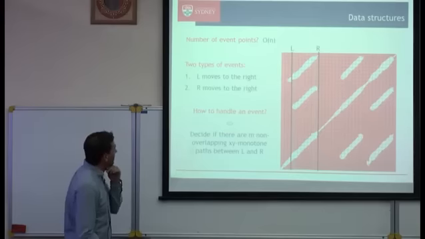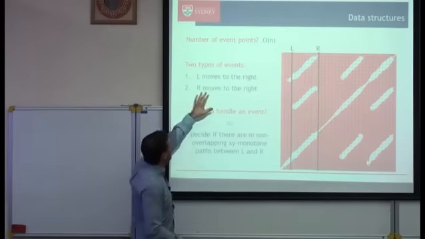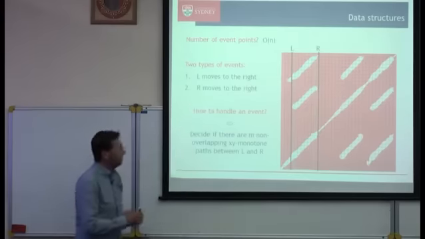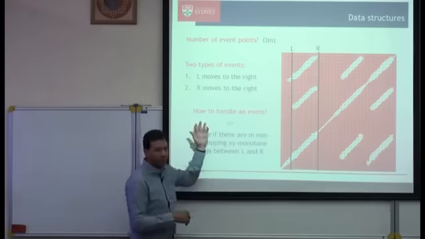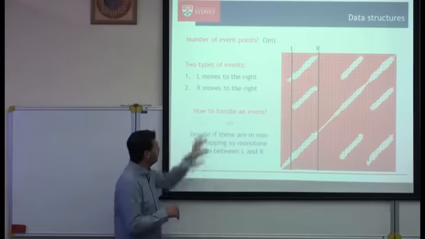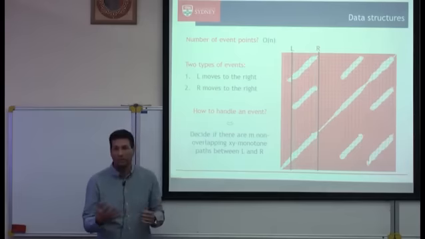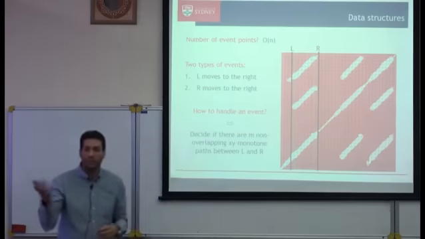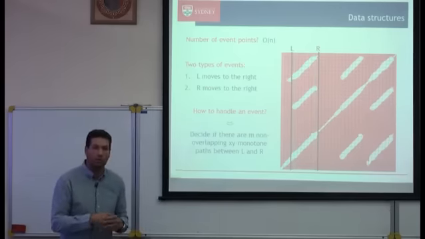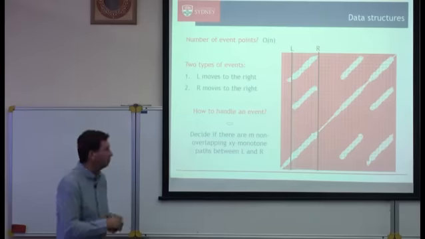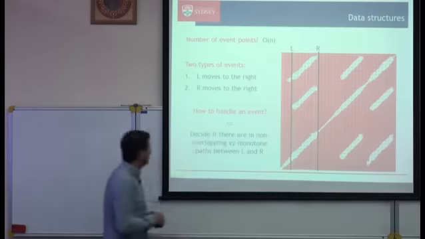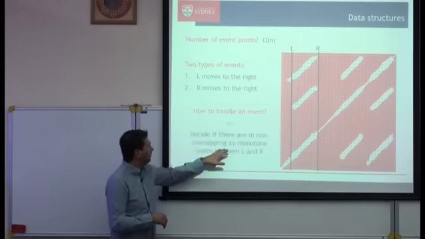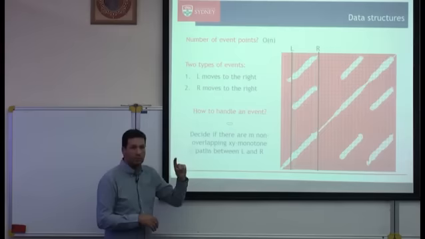Yes. So we have 2 types of events. L moves to the right and R moves to the right, and they do this step by step. So now the big question is, so we have 2n events. How do I handle an event? How do I decide if there is an XY monotone path, or how do I decide if there are m XY monotone paths between these 2? Right? So I want to decide if there are m non-overlapping paths.